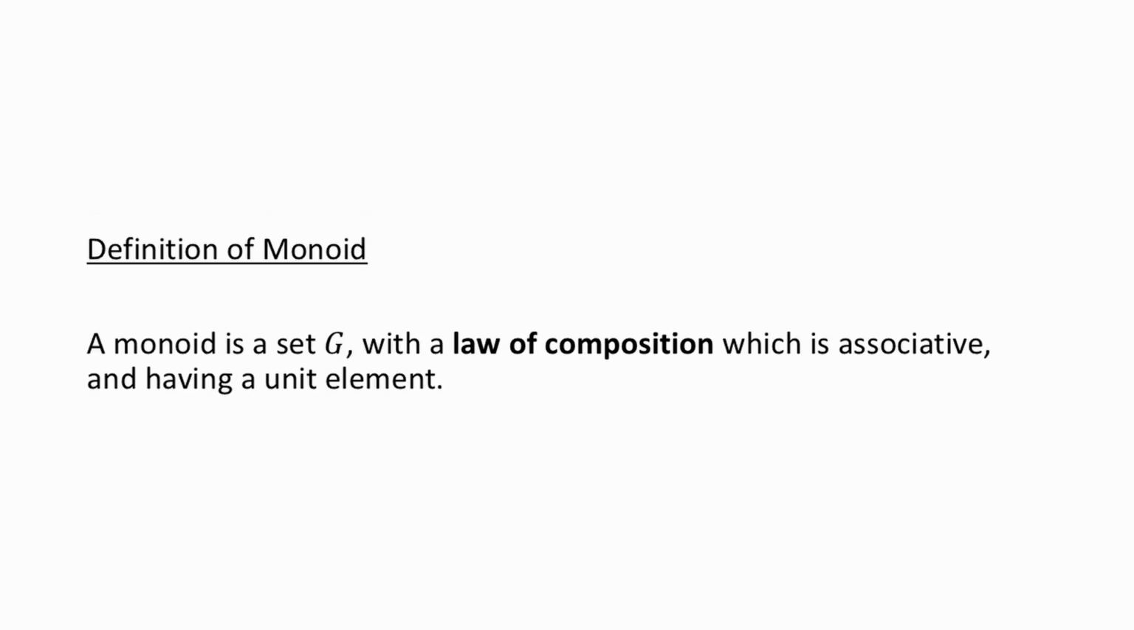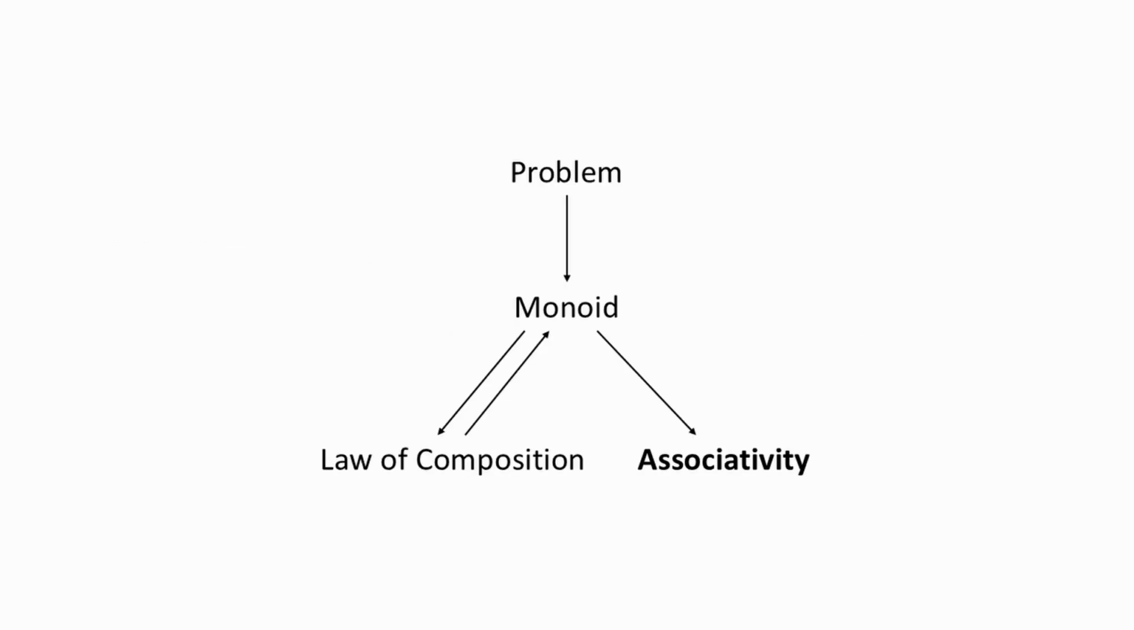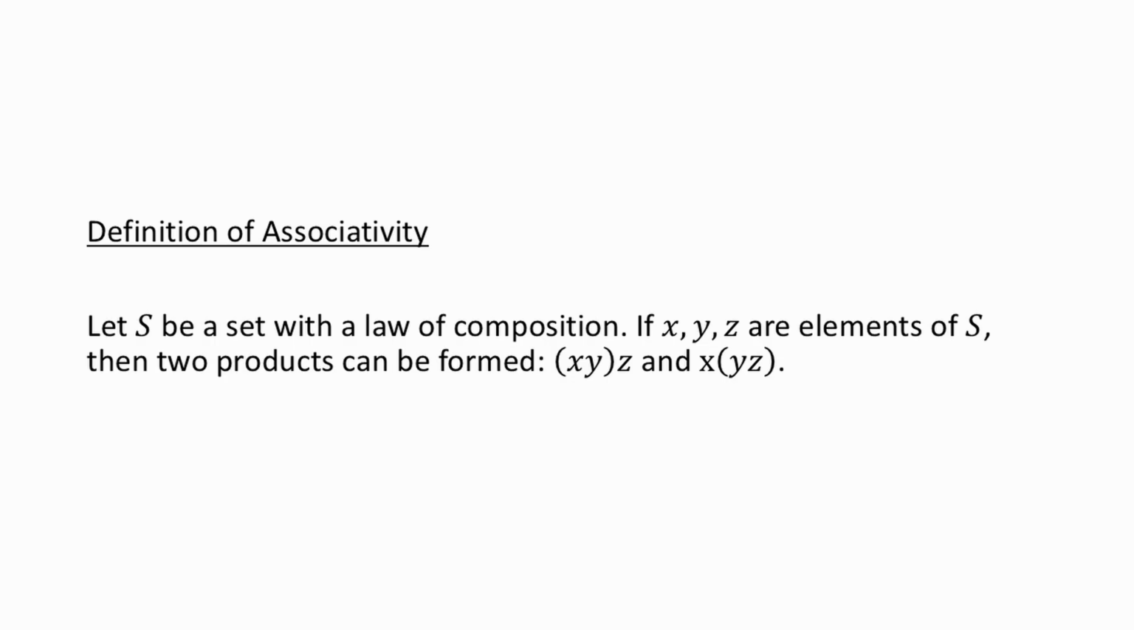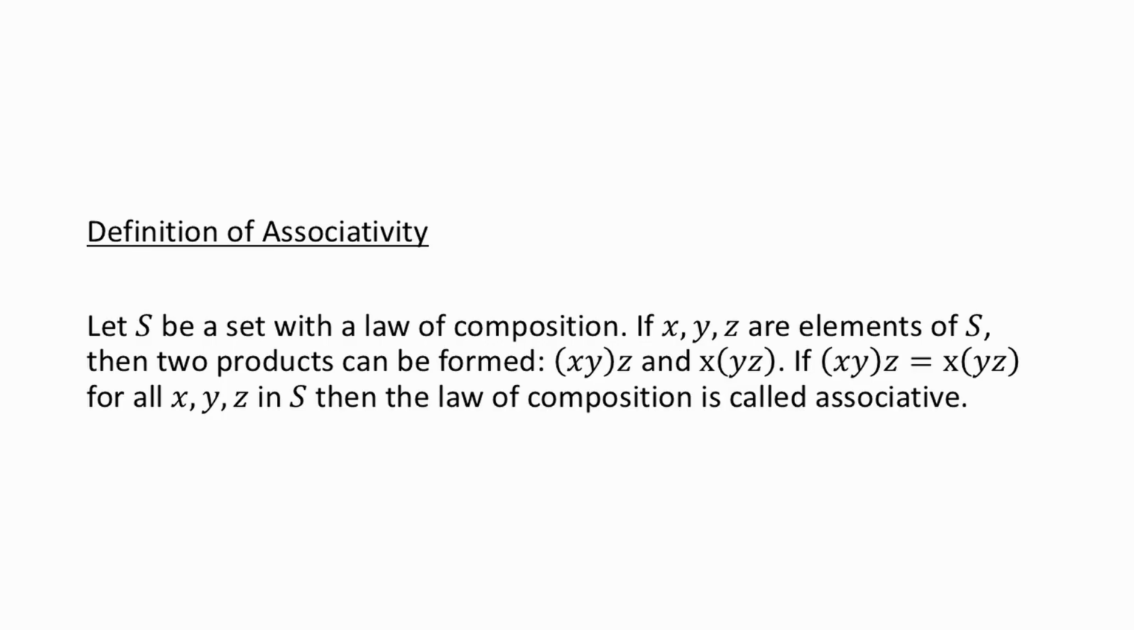The next term that needs to be defined is associative. Definition of associativity. Let S be a set with a law of composition, which means there exists a map that takes two elements from S and maps them to S itself, according to the previous definition. If X, Y, Z are elements of S, then two products can be formed: (X product Y) product Z, and X product (Y product Z). If these two products equal each other for all X, Y, Z in S, then the law of composition is called associative.